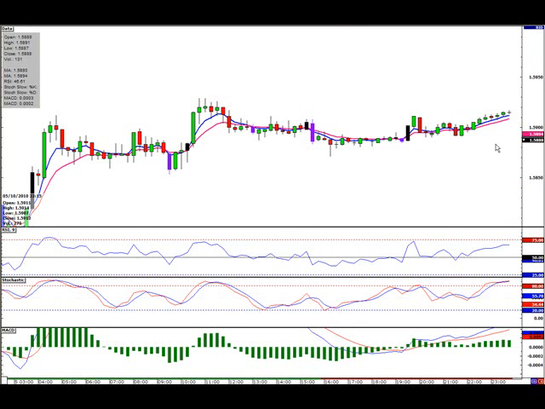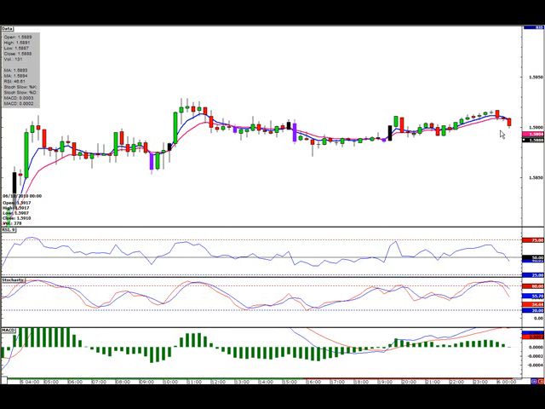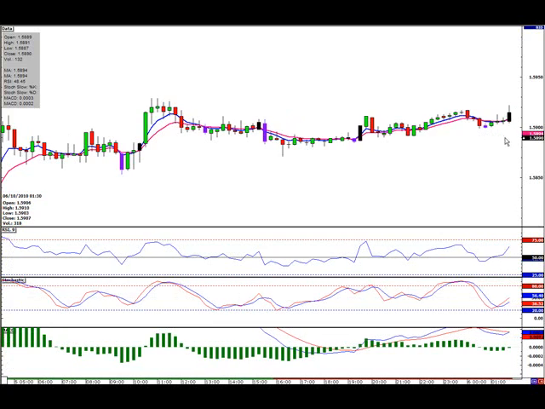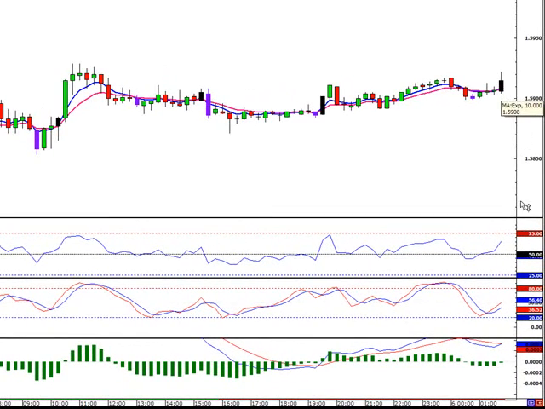All right, so here we go. I'm moving the chart forward 1 candle at a time, and again, I'm looking for long trades, so I want to look for a crossover to the upside. And here I get one at 1:45. RSI is above 50, and stochastics are trending up.